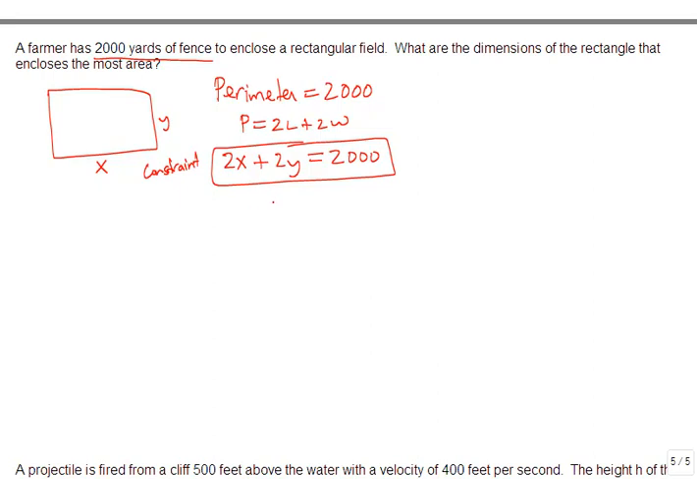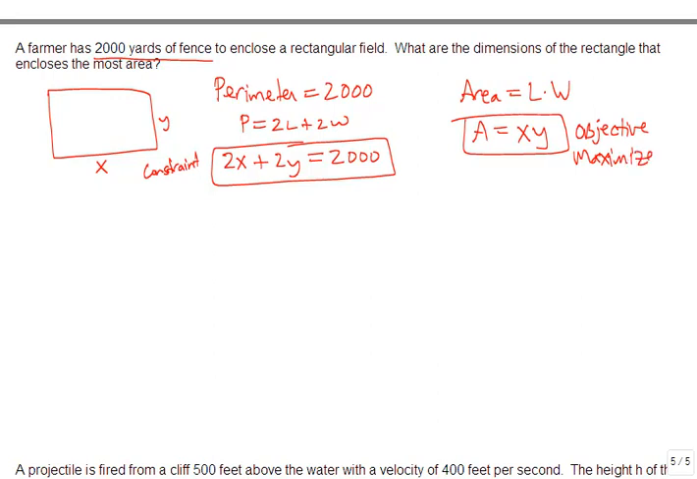Now, what else are we trying to figure out in this problem? It's asking for what are the dimensions of the rectangle that enclose the most area. So how do you find the area of a rectangle? Well, in general, area of a rectangle is length times width. So in our rectangle that has dimensions x and y, the area should be x times y. This is called our objective, because what we want to do here is we want to maximize this. If we're trying to find the most area, then we want to make this area as big as possible, so we want to maximize it.